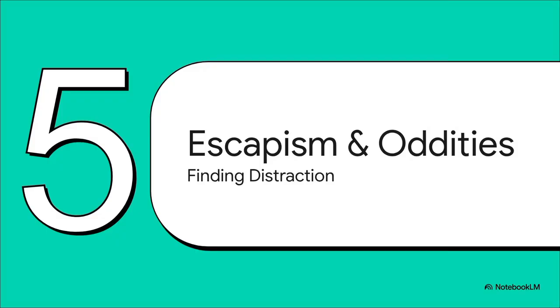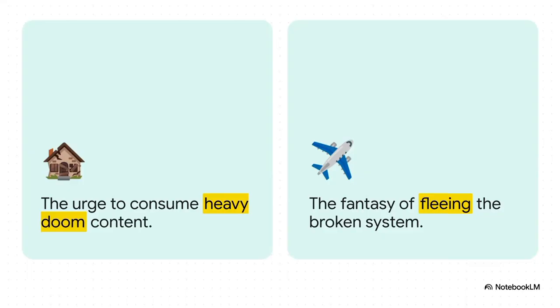Which naturally leads us to our final group, Section 5, Escapism and Oddities. Because let's face it, even the most focused learner gets fatigued by constant doom and gloom. The algorithm offers some completely unexpected and sometimes bizarre detours. Here we contrast two very different psychological impulses side by side.